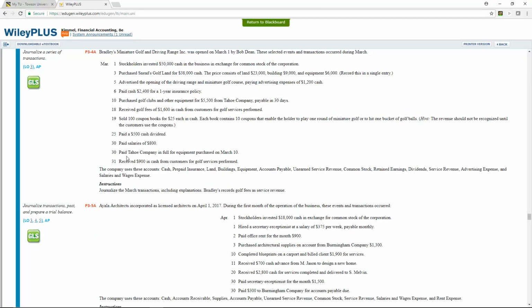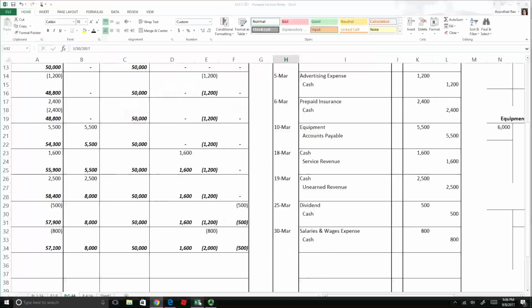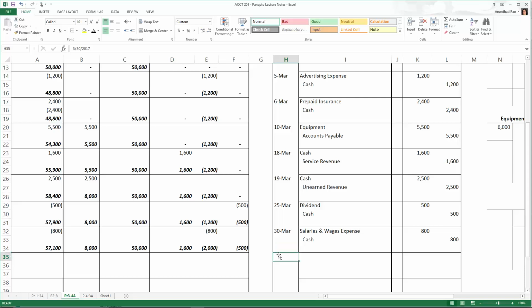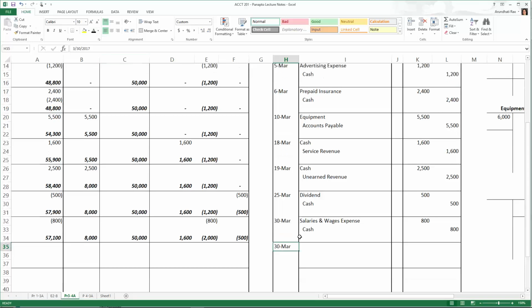And then on the same day, I paid Tahoe Company in full for equipment purchased on March 10th. So if you look back on March 10th, we had purchased equipment on account. We had to pay that $5,500. Now they're telling us we paid the $5,500. So March 30th, I paid.